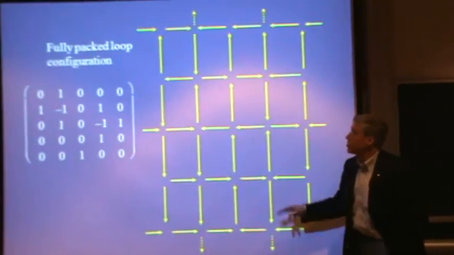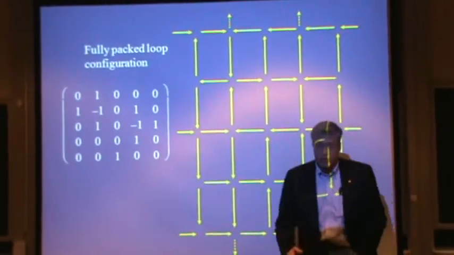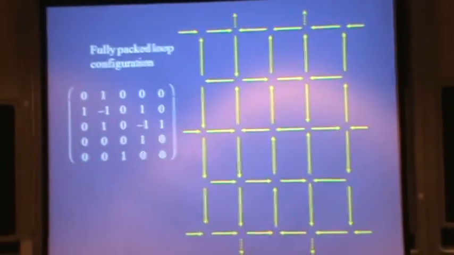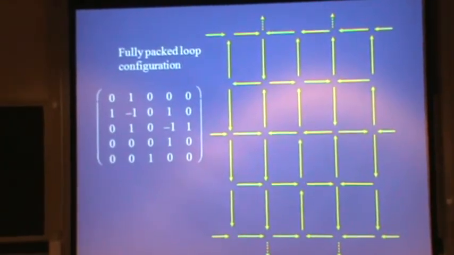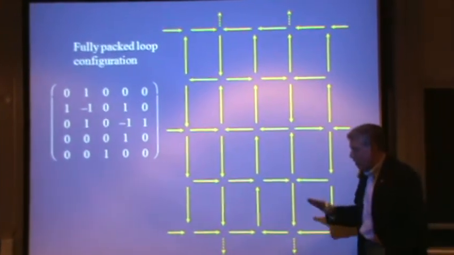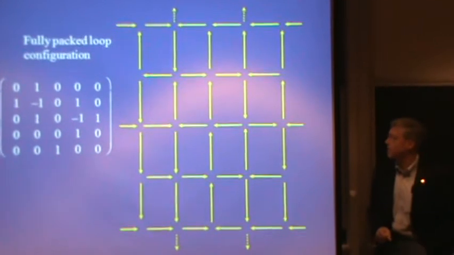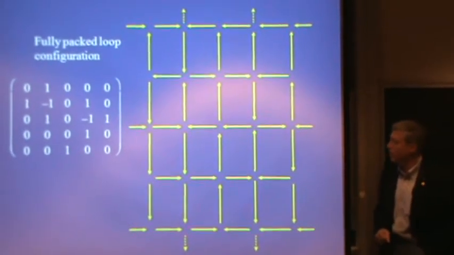I want to move on next to fully packed loop configurations, which is a place where the physicists, again, have expressed a great deal of interest. This is something that they had studied before the work on alternating sign matrices was connected to work in physics, but there's been a lot of interest in this since then.